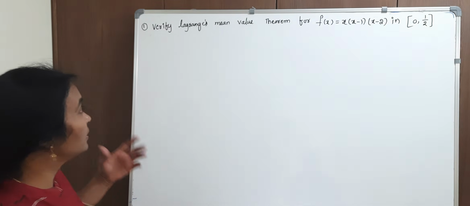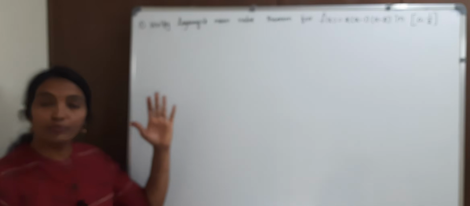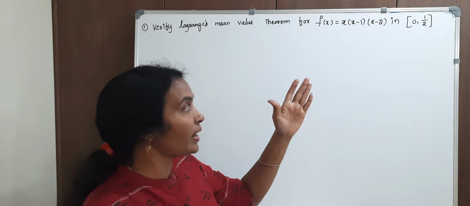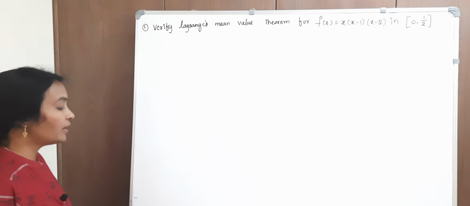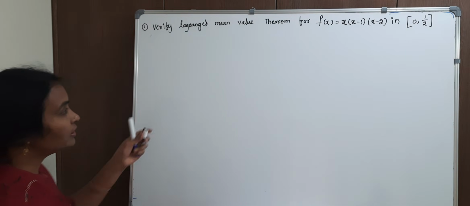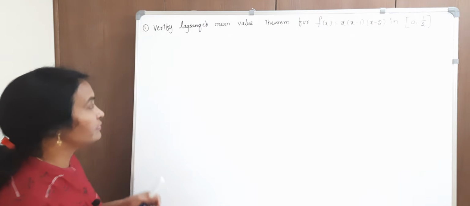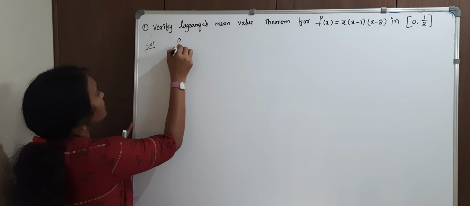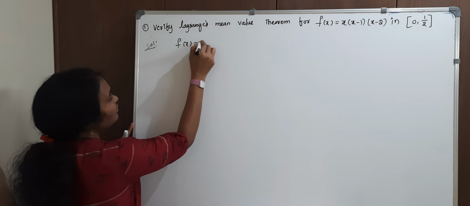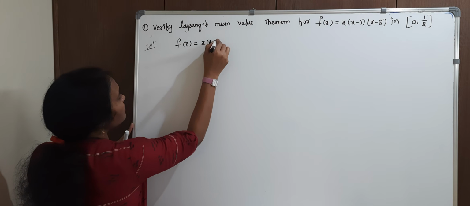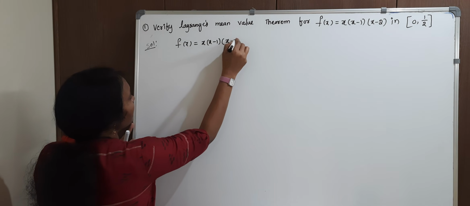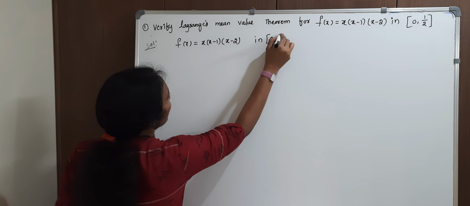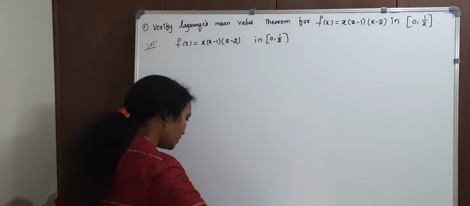Now look, verify Lagrange's mean value theorem for f of x equal to x, x minus 1, x minus 2. First, whatever the given function, you need to write the function first. What is the function here? F of x is equal to x of x minus 1 and x minus 2 in 0 comma half. Is it 0 comma half?